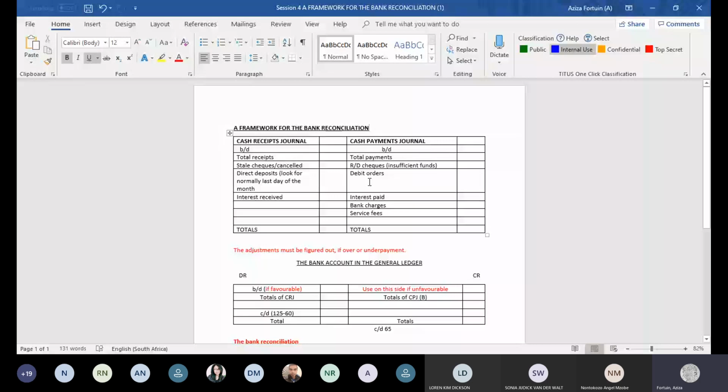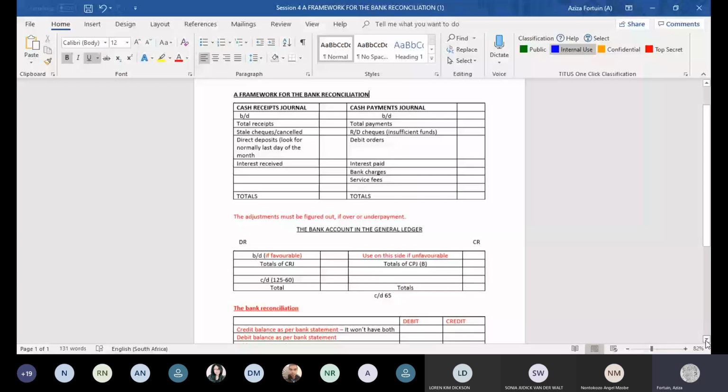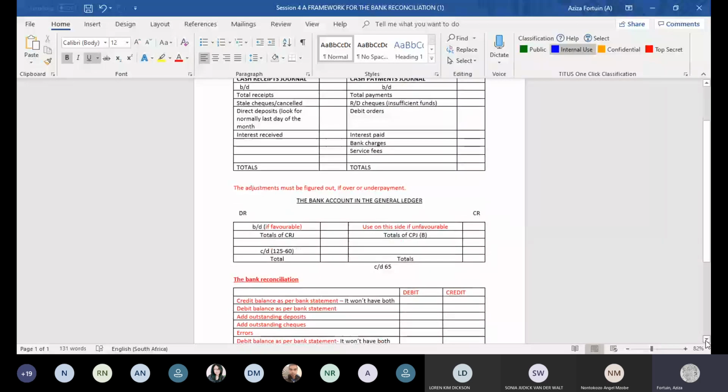And then we move on to the bank account in the general ledger, right? So the amounts that I'm going to get on my cash receipts, I'm going to put here. And the amounts that I'm going to get from my cash payments, I'm going to put here. And then basically, if I have a favorable balance brought down or unfavorable balance brought down, I will then see which side it must go and tally it up. Then your bank reconciliation, right?